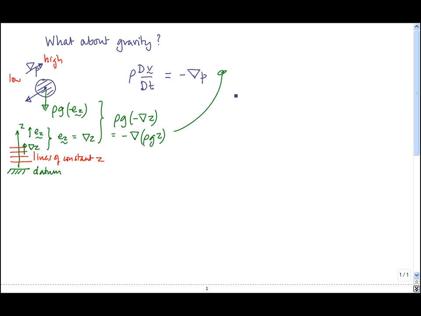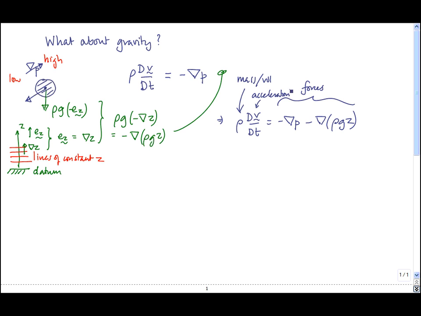So let's put the force due to gravity next to the force due to pressure, and we get that Euler's equation becomes rho dv by dt, that's the mass per unit volume times the acceleration of the blob, is equal to minus grad P minus grad of rho g z. And as a reminder, this is just that the forces on the right hand side are equal to the mass per unit volume times the acceleration of the blob.